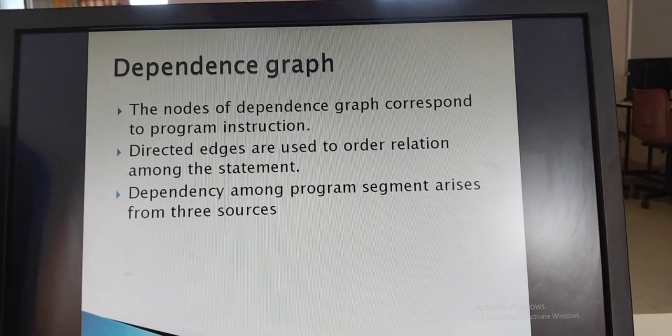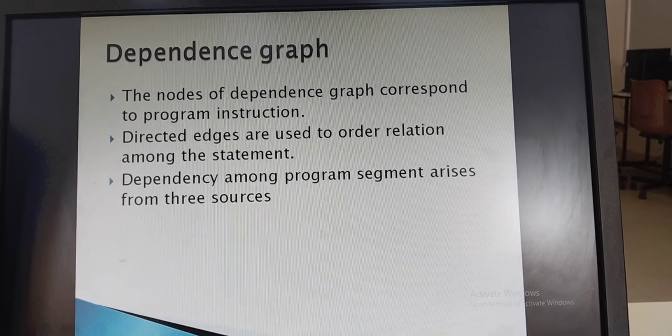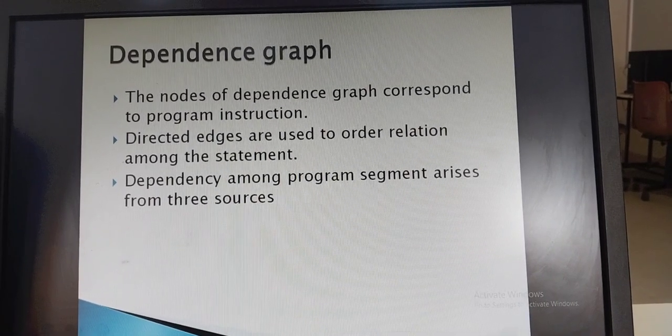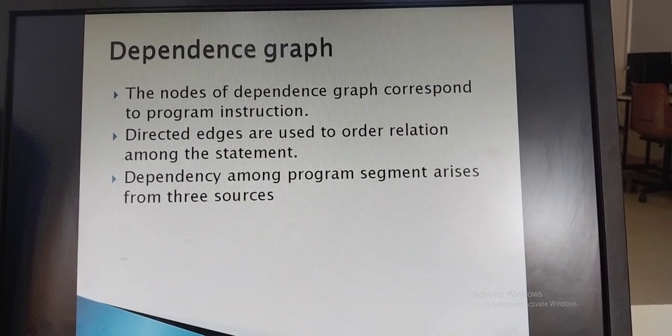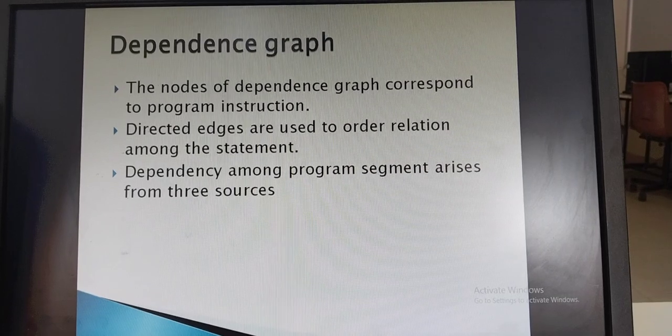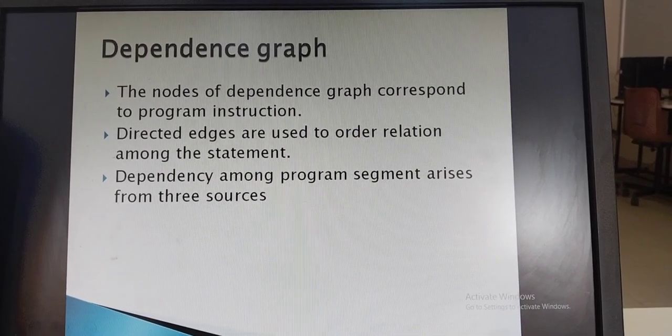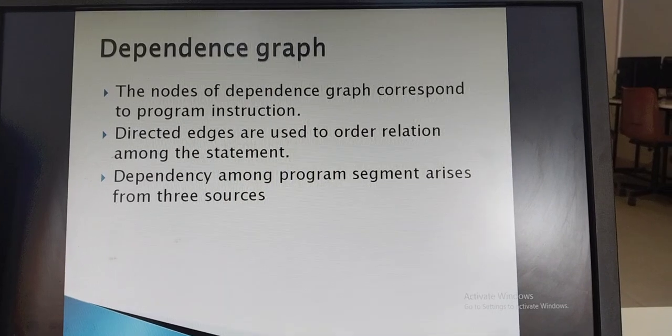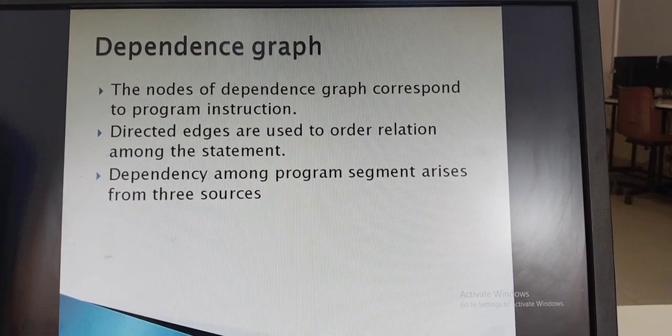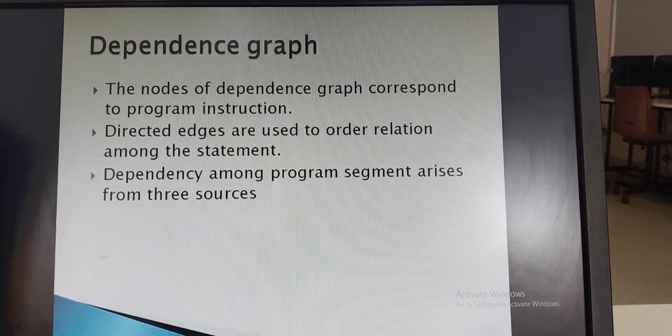The dependence graph. The nodes of the dependence graph correspond to program instructions. A directed graph is a collection of nodes and edges. So directed edges are used to show the order relation among the statements.